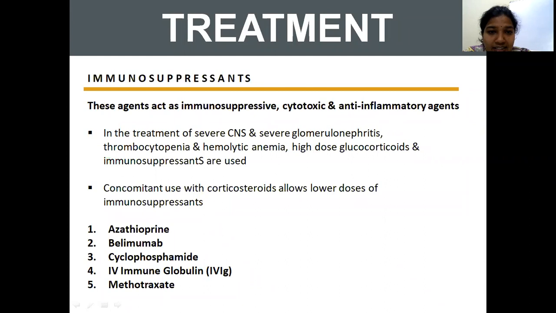So immunosuppressants: these agents act as immunosuppressive, cytotoxic, and anti-inflammatory agents. In the treatment of severe CNS and severe glomerulonephritis, thrombocytopenia, anemia, high-dose glucosteroids and immunosuppressants are used. Concomitant use of corticosteroids allows lower doses of immunosuppressants. So these are like azathioprine, cyclophosphamide, IV immunoglobulins, methotrexate, and belimumab.